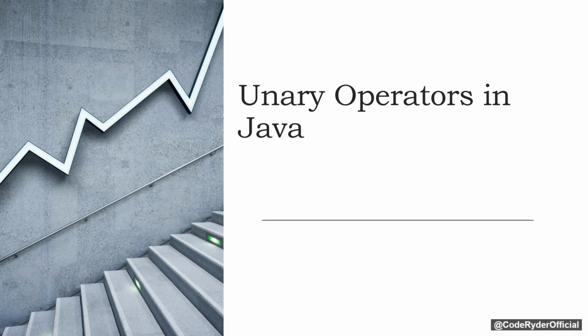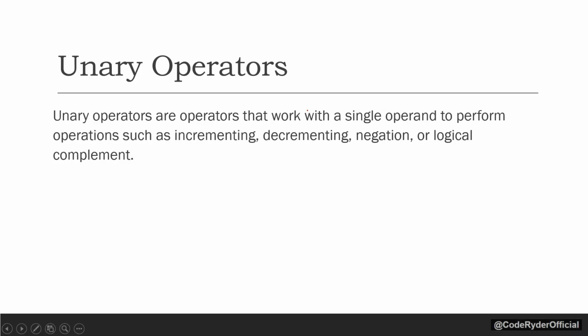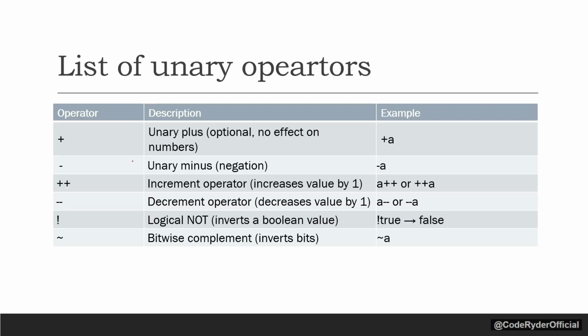All right. So what are unary operators in Java? Unary operators are operators that work with a single operand to perform operations such as incrementing, decrementing, negation, or logical complement. So let's see the list of unary operators that Java supports. Okay, so there are a total of 6 unary operators.